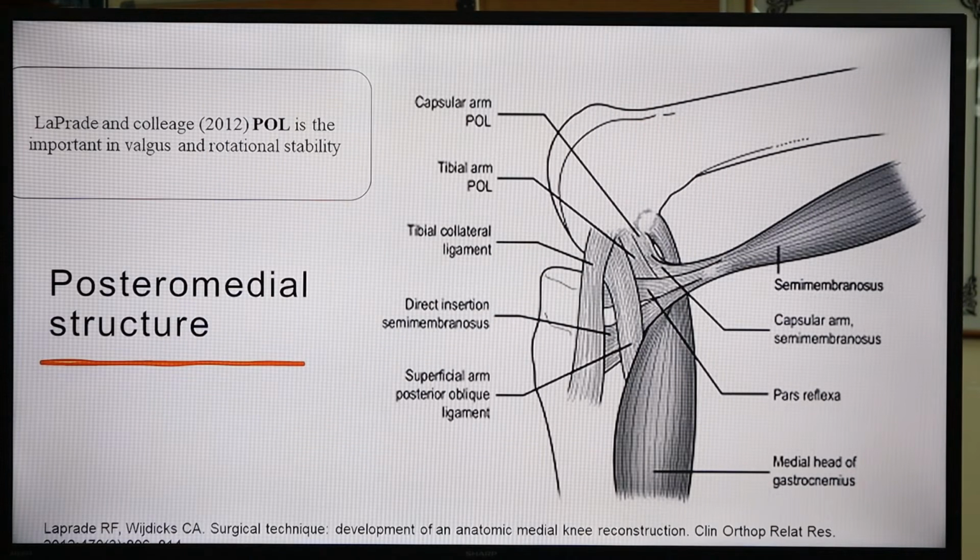Another important thing that you have to know is the posteromedial structure. When you talk about the posteromedial corner, PMC, you need to remember 5 things. The POL, posterior oblique ligament. The OPL, oblique popliteal ligament. Number 3 is your posterior joint capsule, then the posteromedial medial meniscus, as well as the dynamic stabilizer, the semimembranosus and its expansion, the pars tibialis and also pars reflexa.